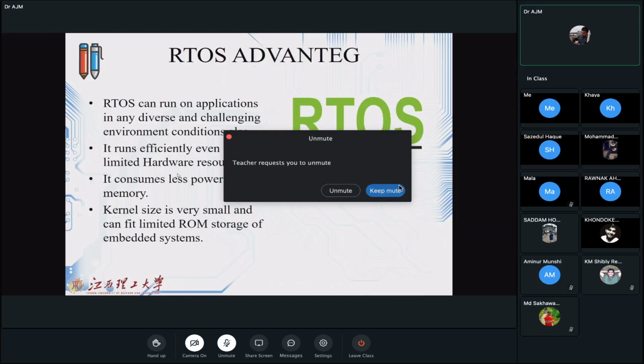RTOS has some advantages like these: it can run applications in any diverse and challenging environmental condition. It runs efficiently even on very limited hardware resources. It consumes less power and memory, and the kernel size is small and can fit in limited RAM storage. But on the other side, it has some disadvantages.